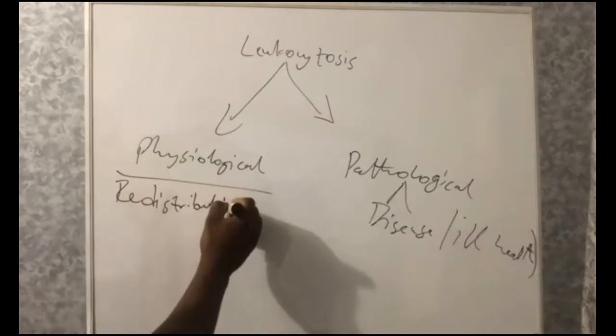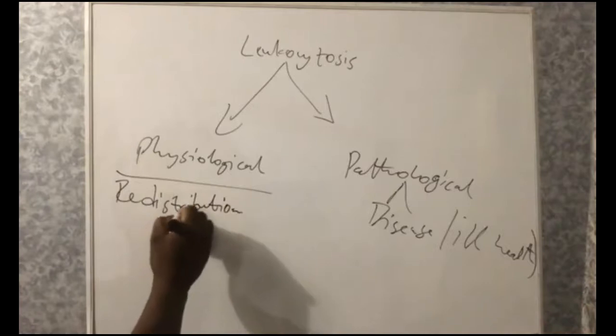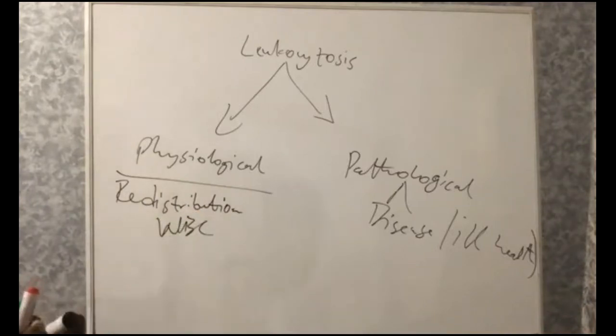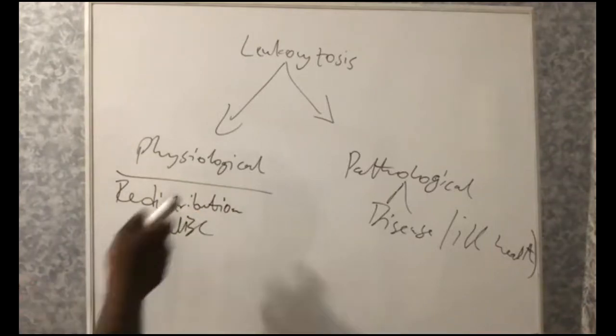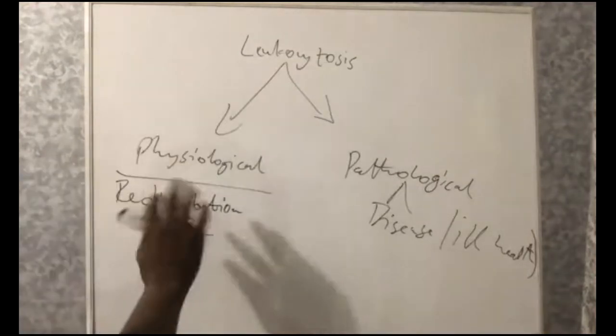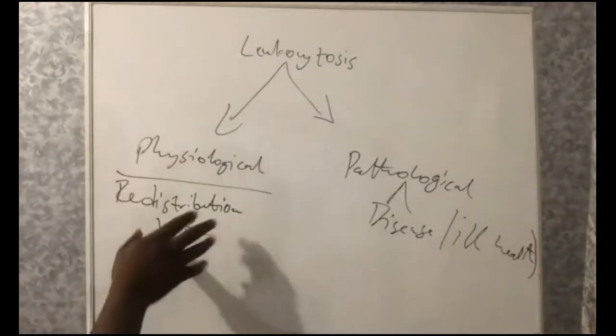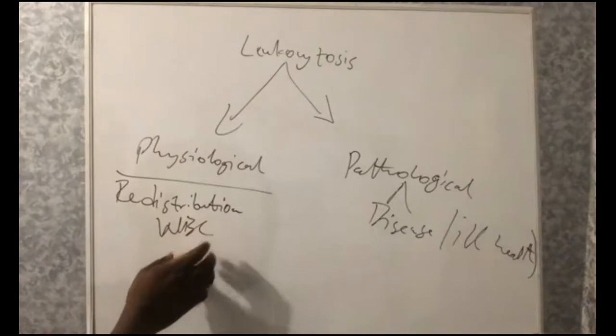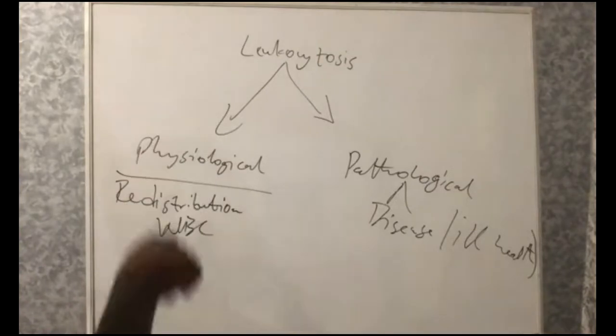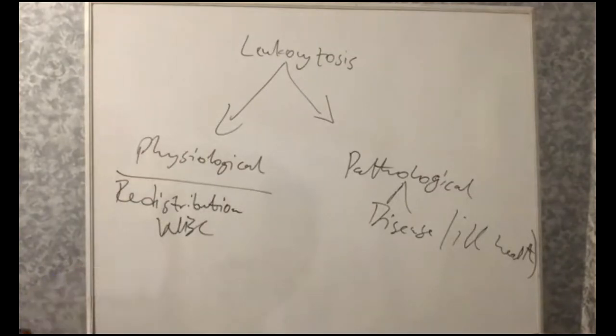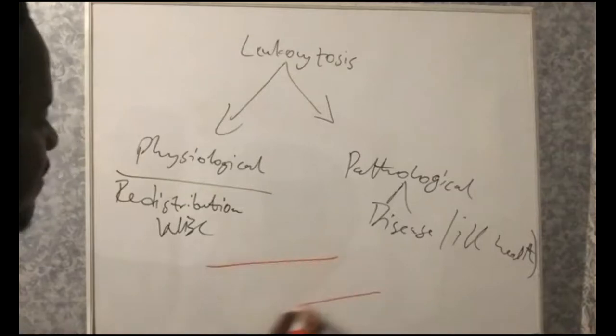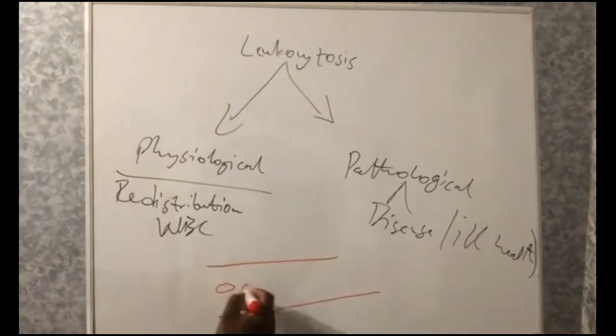white blood cells. With the redistribution of white blood cells, it means that in this patient who is experiencing physiological leukocytosis, they are not ill, but just that there are some white blood cells which ideally weren't in the normal blood flow, but now have managed to get into the normal blood flow. Okay? So this is the patient's blood vessel. This is how the blood is flowing.